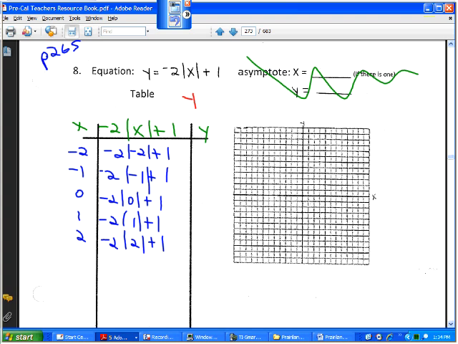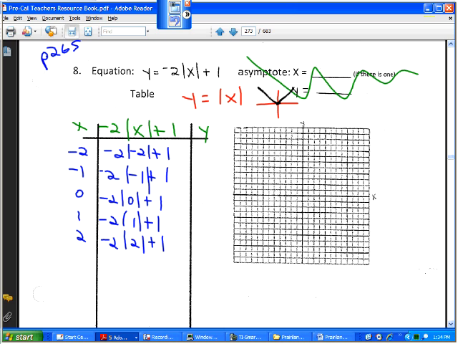What does the parent function, y equals absolute value x, look like? What does it do? It looks like the parent function of a line, except the part that would have gone into quadrant 3 goes back up into quadrant 2, because absolute value will not allow those negative y's, correct? So it turns into a V.